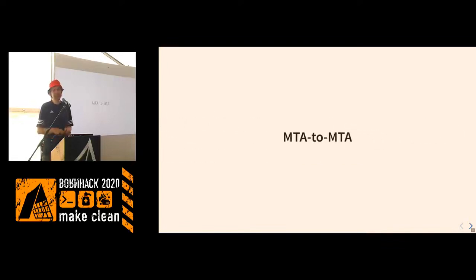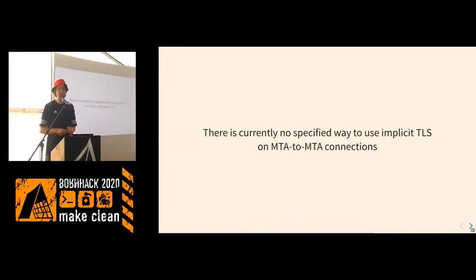Then we have this special case, which is the server-to-server connections, or MTA to MTA. MTA is just kind of a fancy acronym for mail server. It's for mail transfer agent. The situation there is a bit different. For one, there's currently no specified way to use implicit TLS connection for server-to-server situation. So we cannot just say don't use StarTLS because we don't have an encrypted alternative.